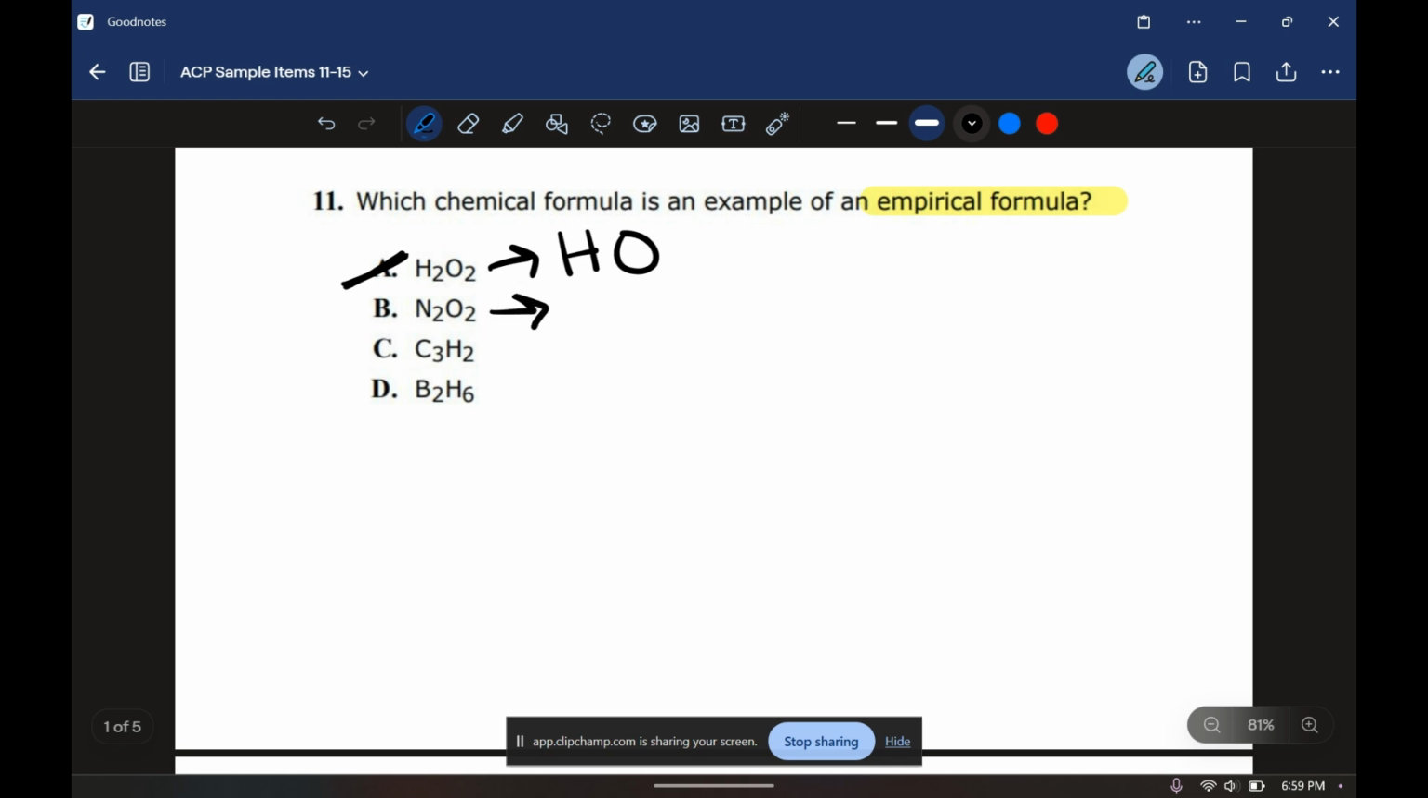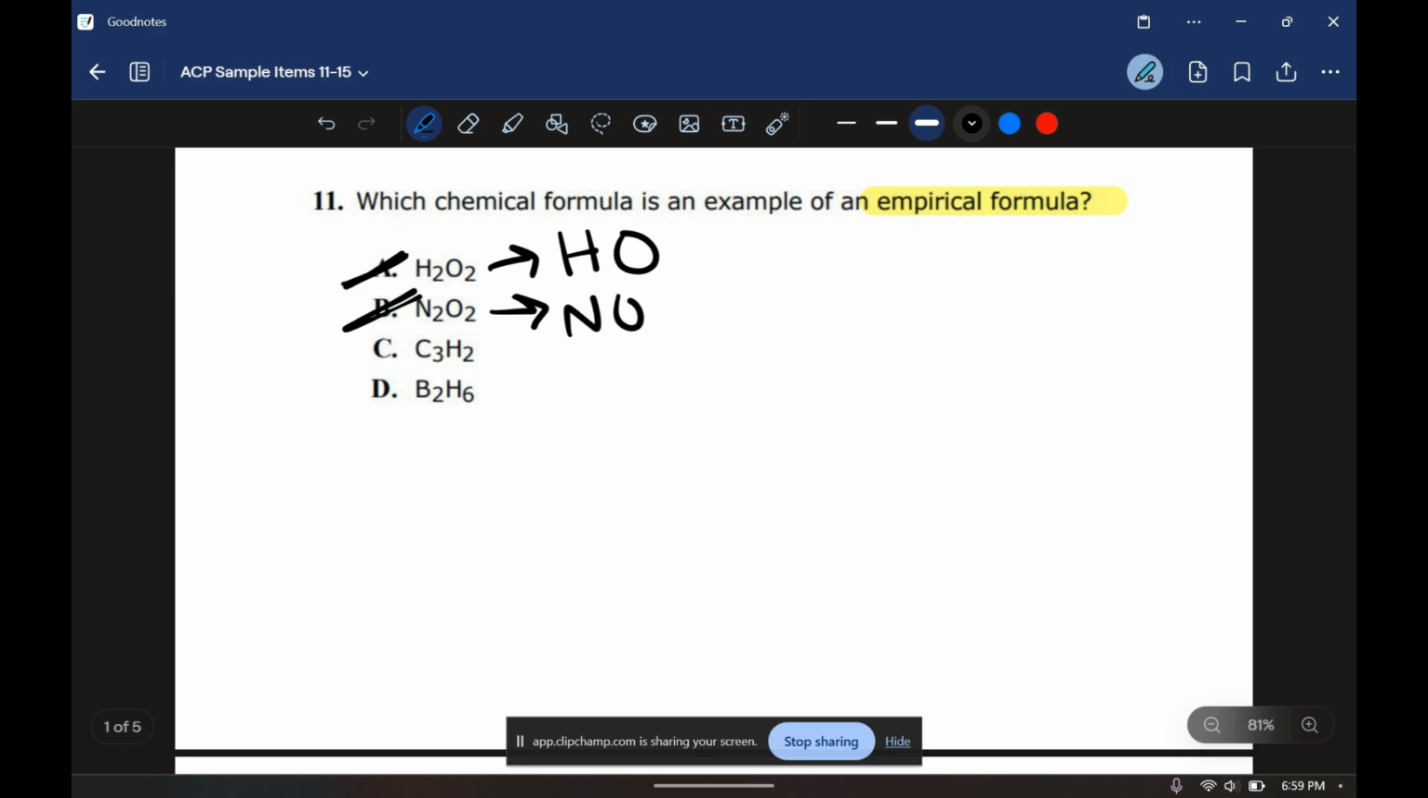N2O2, that's going to give us NO, which means since we were able to simplify it, that's not our answer. If you look at C, you have C3H2. You can divide 2 by 2 and get 1, but if you try to divide 3 by 2, you're going to get 1.5. You can't have decimals as subscripts, so it's looking like we can't simplify that one, which means it might be our answer, but let's check D just to be sure.